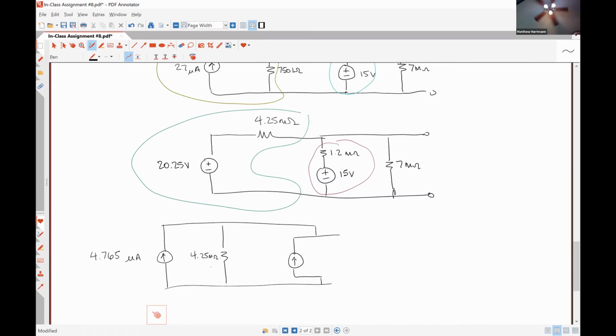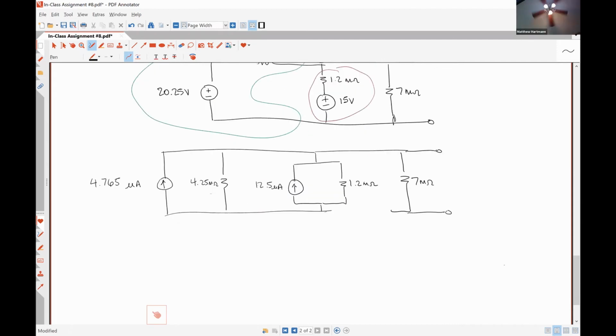Now I'm converting the practical voltage source in purple into a practical current source. So that's 15 volts divided by 1.2 mega ohms gives me 12.5 microamps. 0.2 mega ohm. Here's my 7 milliohm resistor.